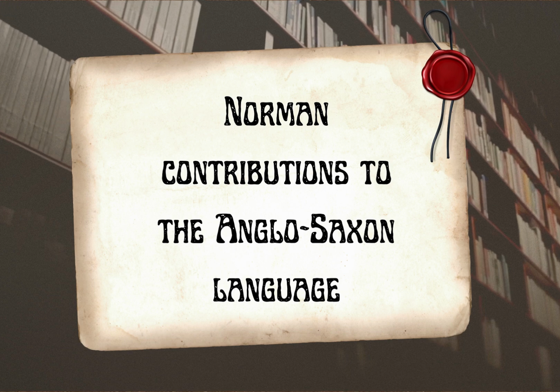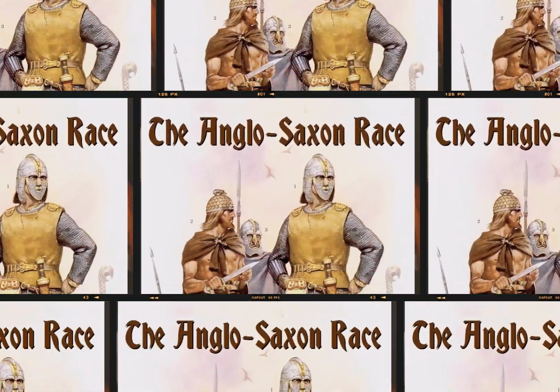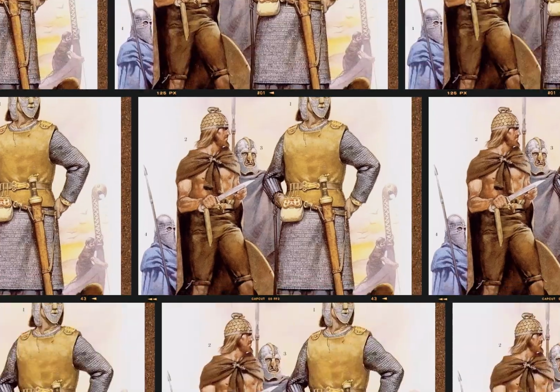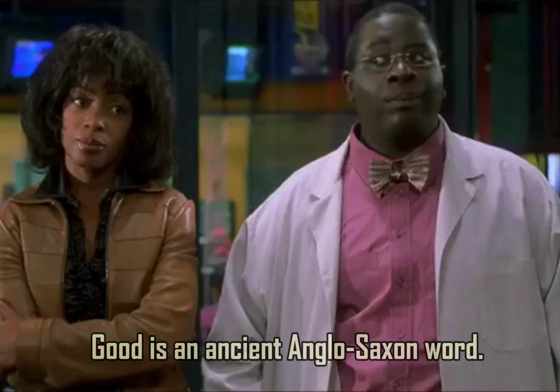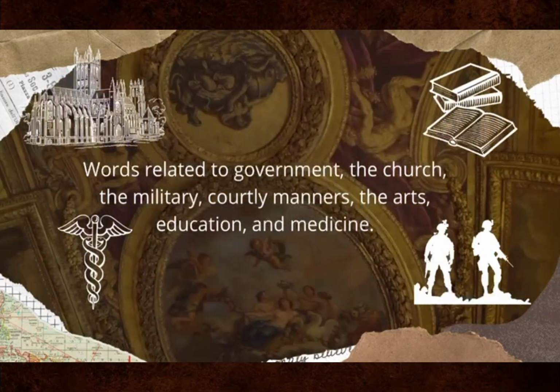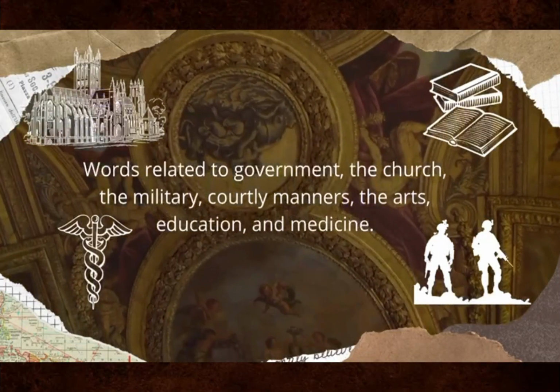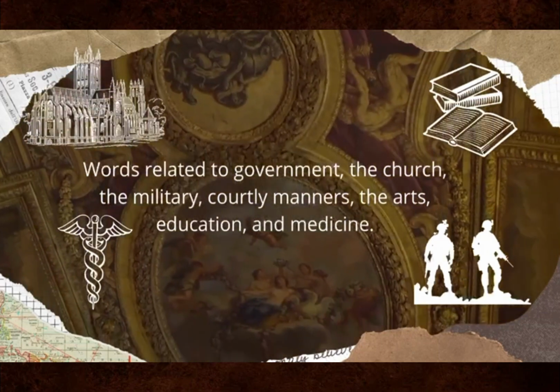Norman contribution to the Anglo-Saxon language. The Normans contributed around 900 words to Anglo-Saxon, derived from the educated classes speaking French. They introduced terms like baron and noble, while brother is an ancient Anglo-Saxon word. Other words were related to government, the church, the military, manners, the arts, education, and medicine.